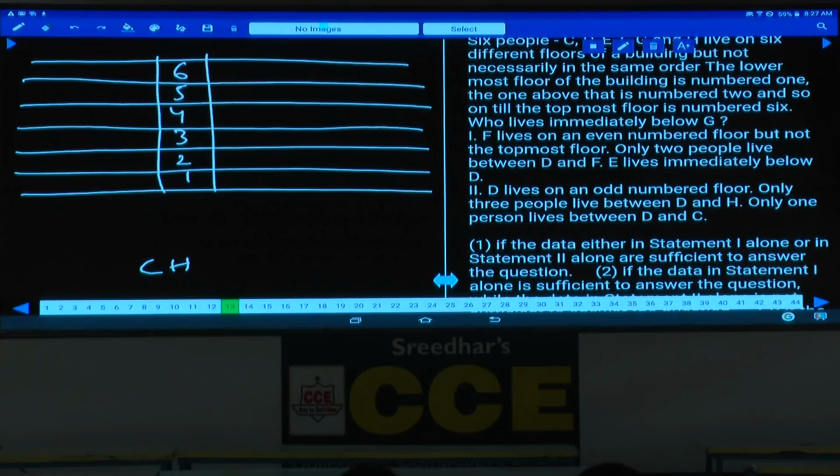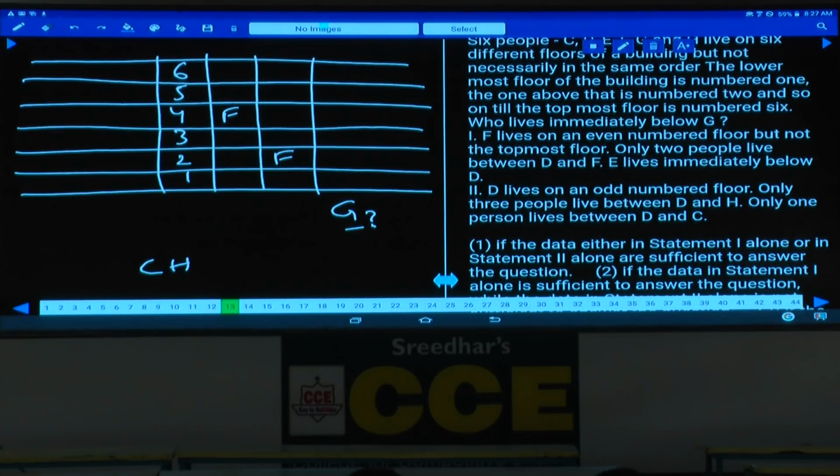Then who lives immediately below G? Now the question is about who is the person living immediately below this G. Then condition number 1: F lives on an even number floor but not on the top. Hence F cannot be on the 6th floor, but F can be either on the 2nd floor or on the 4th floor. There are 2 possibilities.